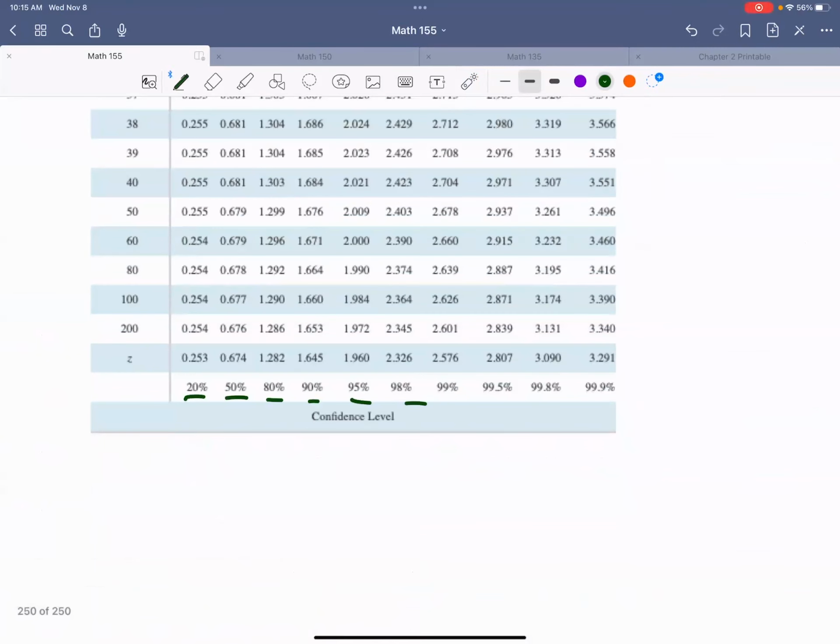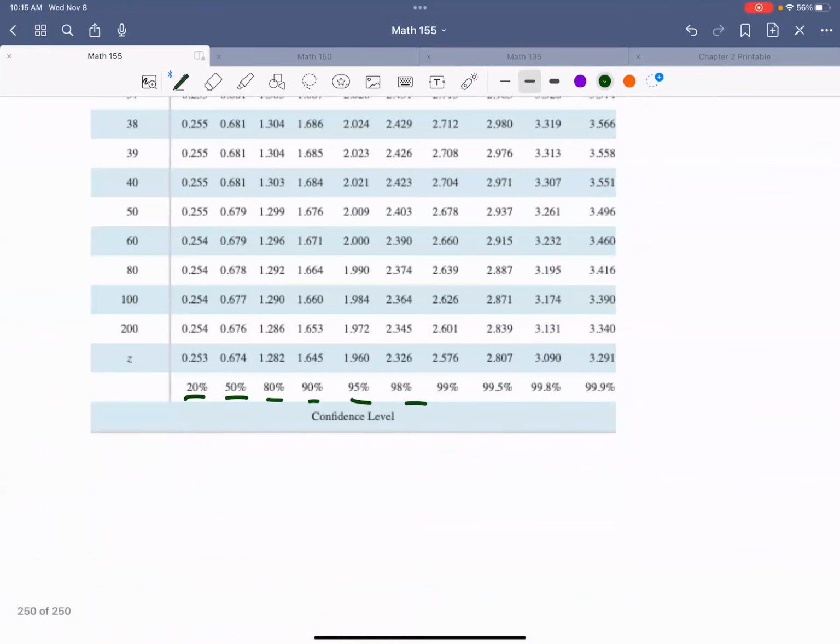So basically, the first column is going to be your 20% column. The second one, 50, 80, 90, 95, 98, 99, 99.5, 99.8, 99.9. Okay.